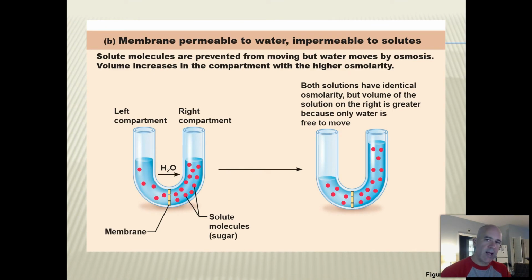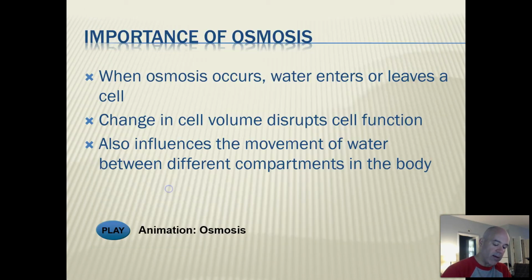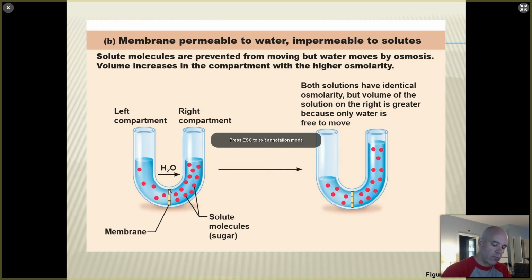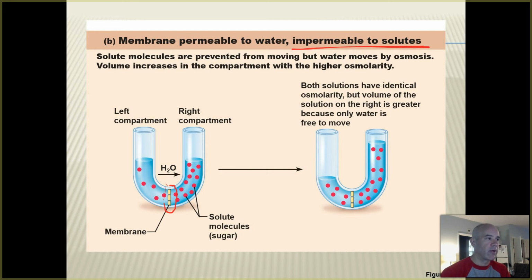All right, but let's look at a case more like what we have with our cells, where we have a membrane down in here that is permeable to water, so water molecules can move across, but the solutes cannot. It's impermeable to our solute, our sugar molecules that are there. And the same thing, we put a solution with low solute concentration on this side, and a solution with high solute concentration over on that side.